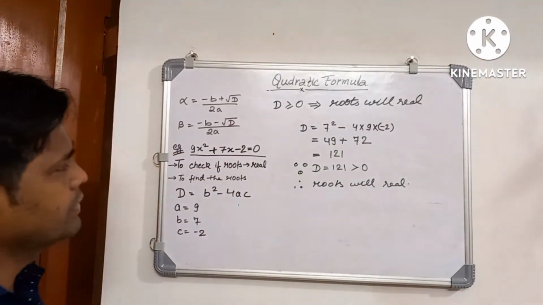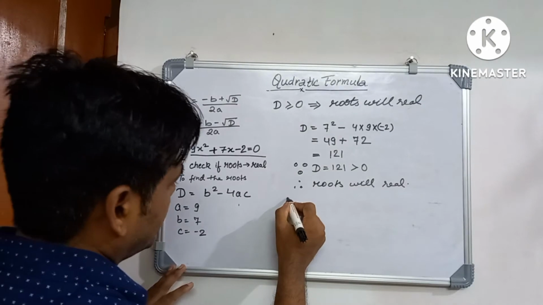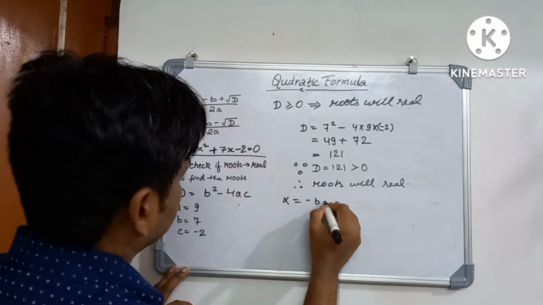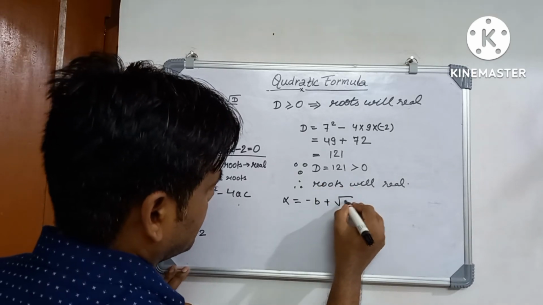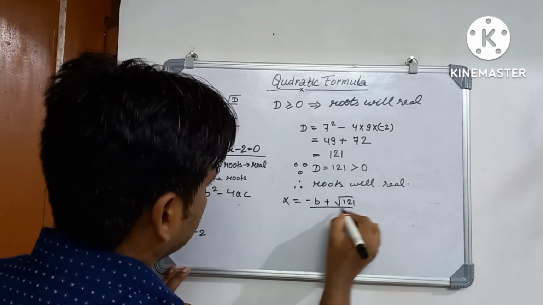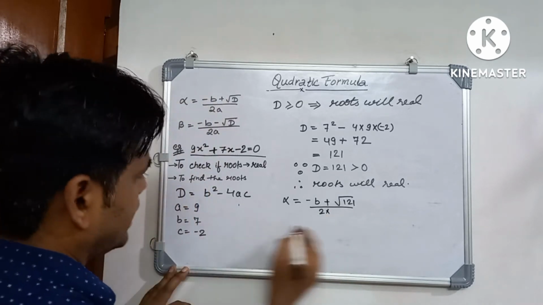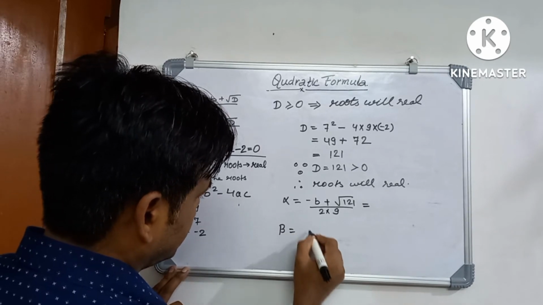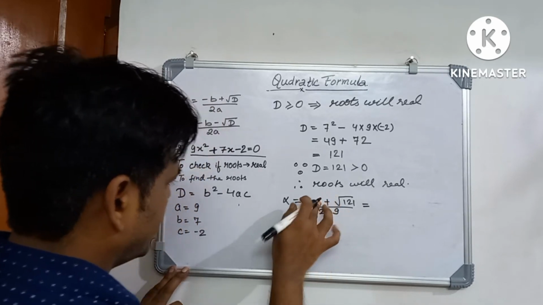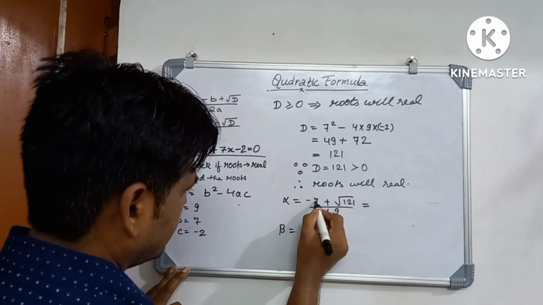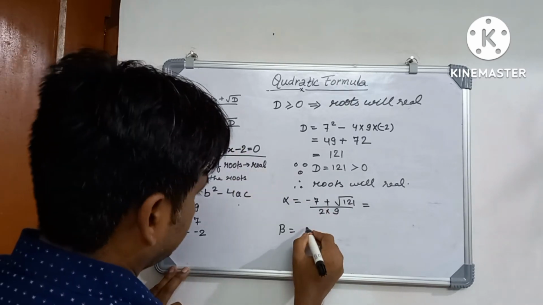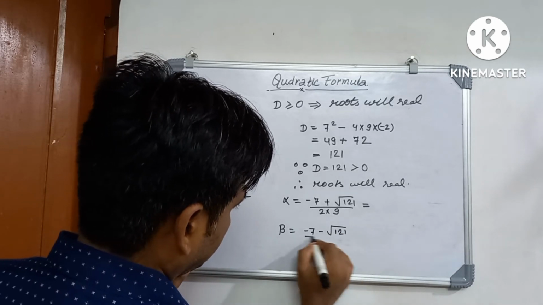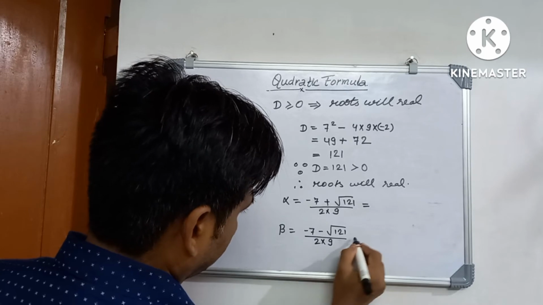Now moving ahead, let us find out the roots. For alpha, we have minus b plus under root D, that is 121, upon 2 multiplied by a, that is 9. Then again for beta we can write like this. Beta will be equal to minus b, that is minus 7, minus under root 121, upon 2 into 9.